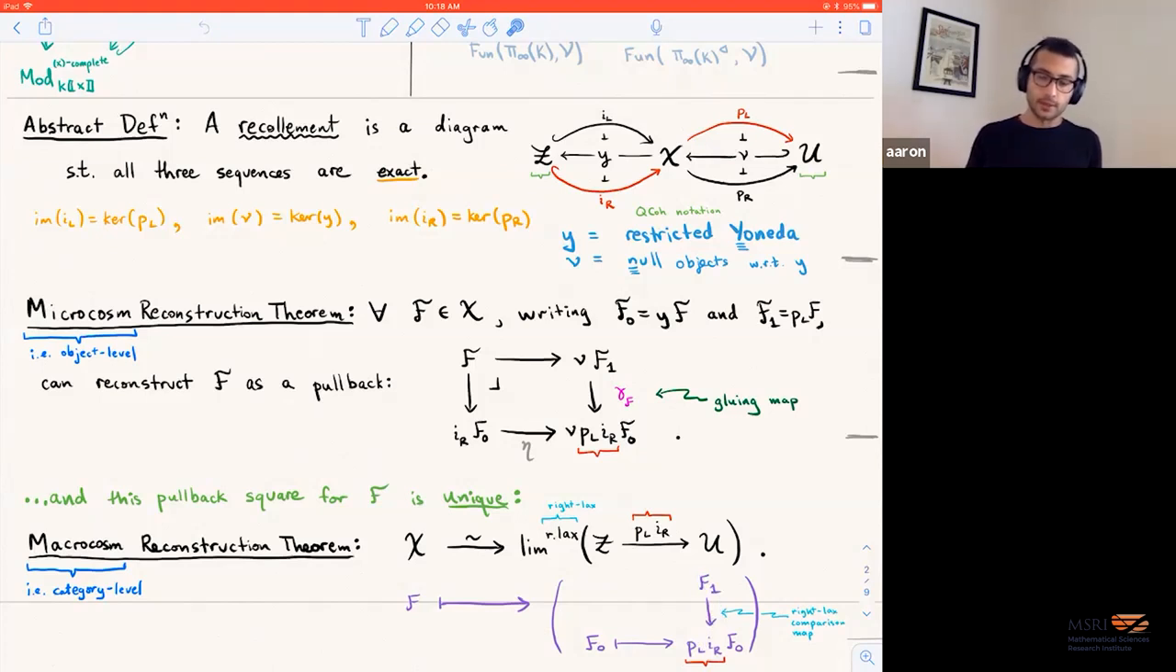Okay, so again, I've just defined Reclamont abstractly. And at that level of generality, it has microcosm reconstruction for objects, and in fact, macrocosm reconstruction for the whole category.